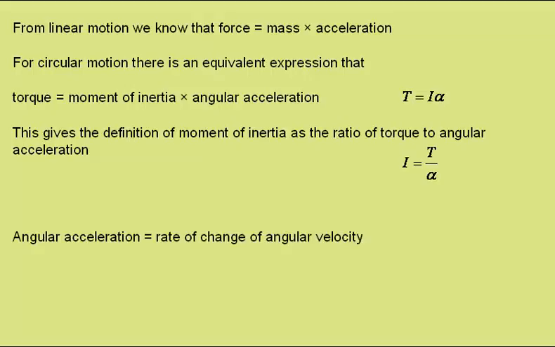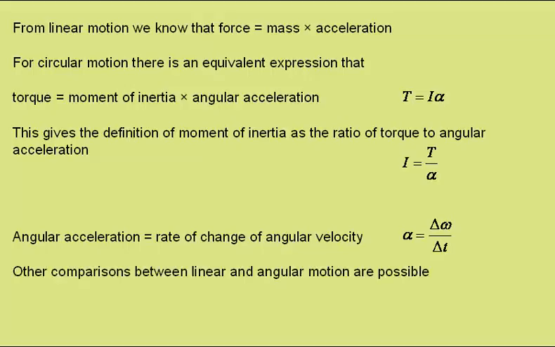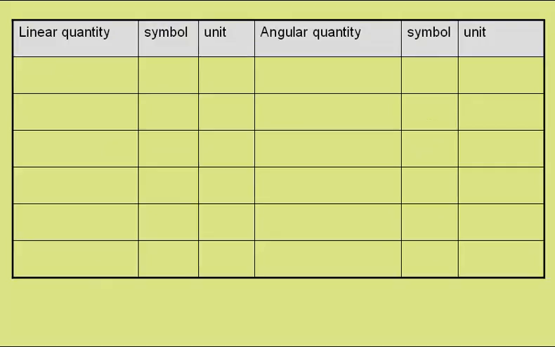Angular acceleration, as you might expect, is equal to the rate of change of angular velocity, which we can write as angular acceleration alpha is equal to the change in angular velocity over the time taken. Other comparisons between linear and angular motion are possible. In this table, I'm going to run through some linear quantities and the equivalent angular quantities.